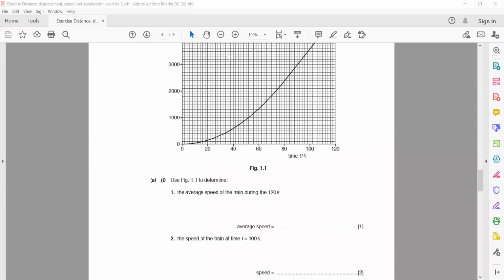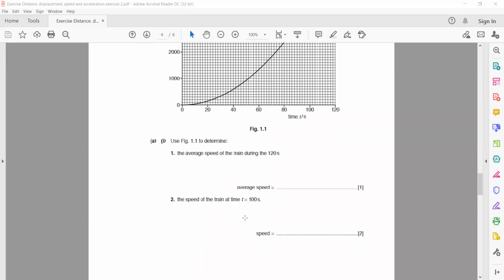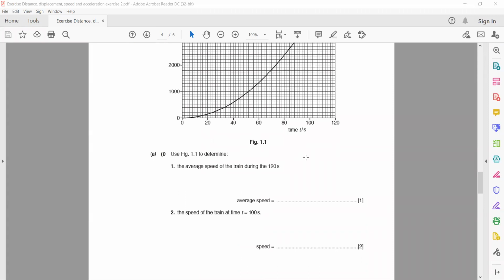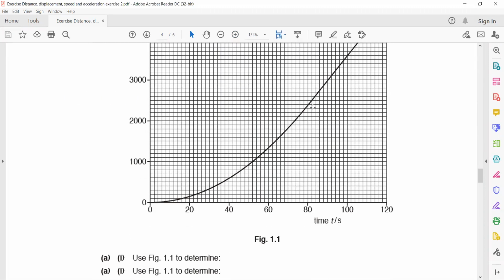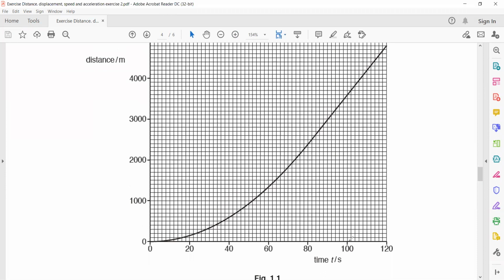Then the second part: speed of the train at time equals 100 seconds. So how can we work out the speed when time is equal to 100? We only have to work out the speed for this part, the straight part, because here the speed is constant. It's a straight line in this region, where I drew the red line. In this part the speed is constant, and here the speed is changing because the speed is increasing. The black part is representing increasing speed and the red part is representing a constant speed.